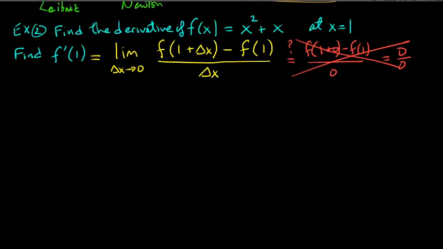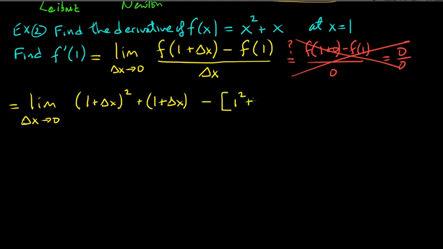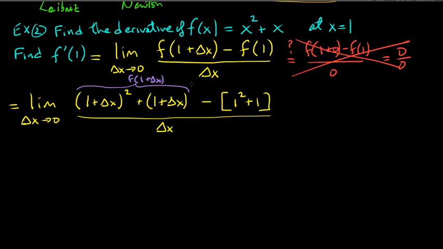So again, this is nothing new. We've done problems like this before. As delta x approaches 0, so what is f? F is x squared plus x, right? So x squared is now 1 plus delta x squared plus x, which is 1 plus delta x, right? And then minus f of 1. So what is f of 1? It's 1 squared plus 1. Right? So just to make it clear, this expression here is your f of 1 plus delta x, and then this expression here is just f of 1, and we're taking the difference, right, of the difference quotient. Right?